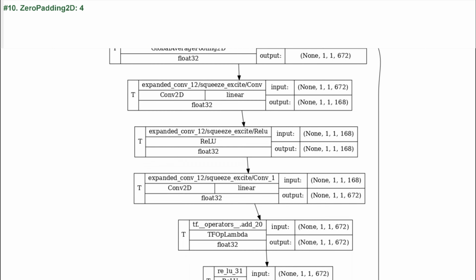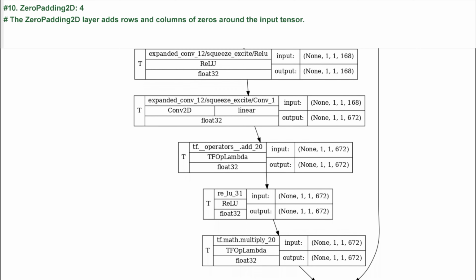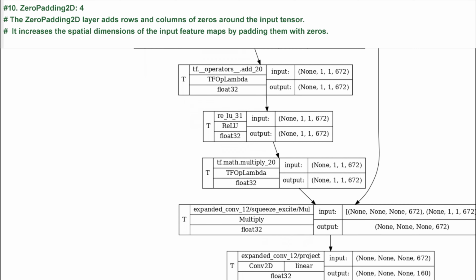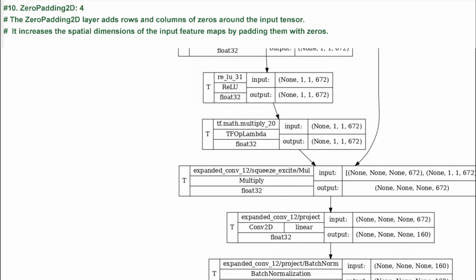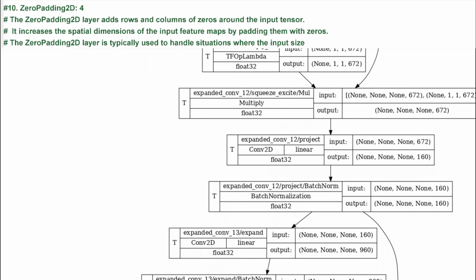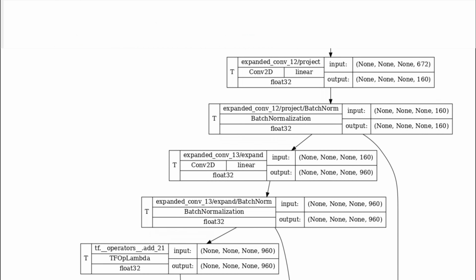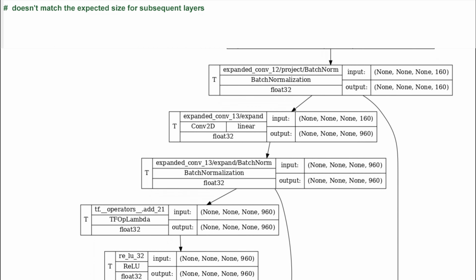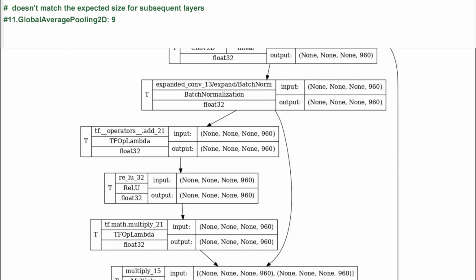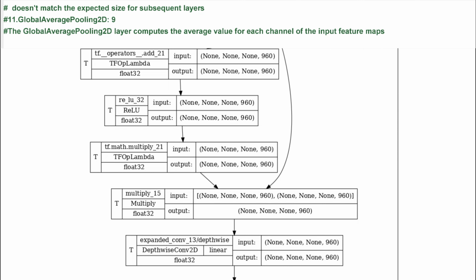10. Zero padding 2D, 4. The zero padding 2D layer adds rows and columns of zeros around the input tensor. It increases the spatial dimensions of the input feature maps by padding them with zeros. The zero padding 2D layer is typically used to handle situations where the input size doesn't match the expected size for subsequent layers.